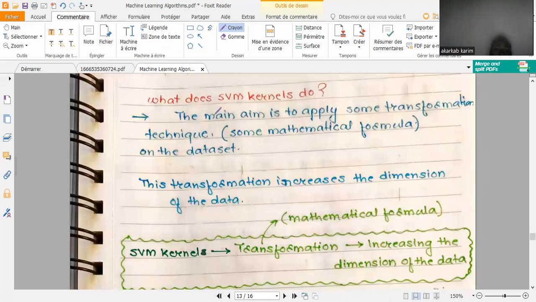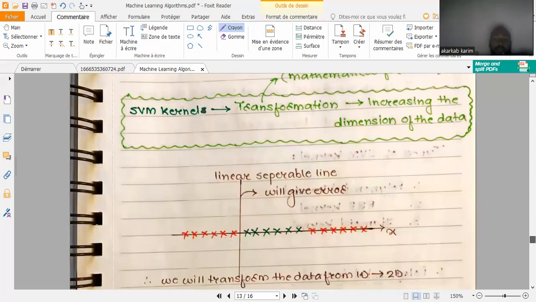So what do support vector machine kernels do? They apply some transformation, some mathematical formula, on the data set. This transformation changes the dimension of the data. As I told you before, if we have 2D, we see our data in 2 dimensions. The kernel transformation changes the dimension of data, so we need to make it in another dimension.